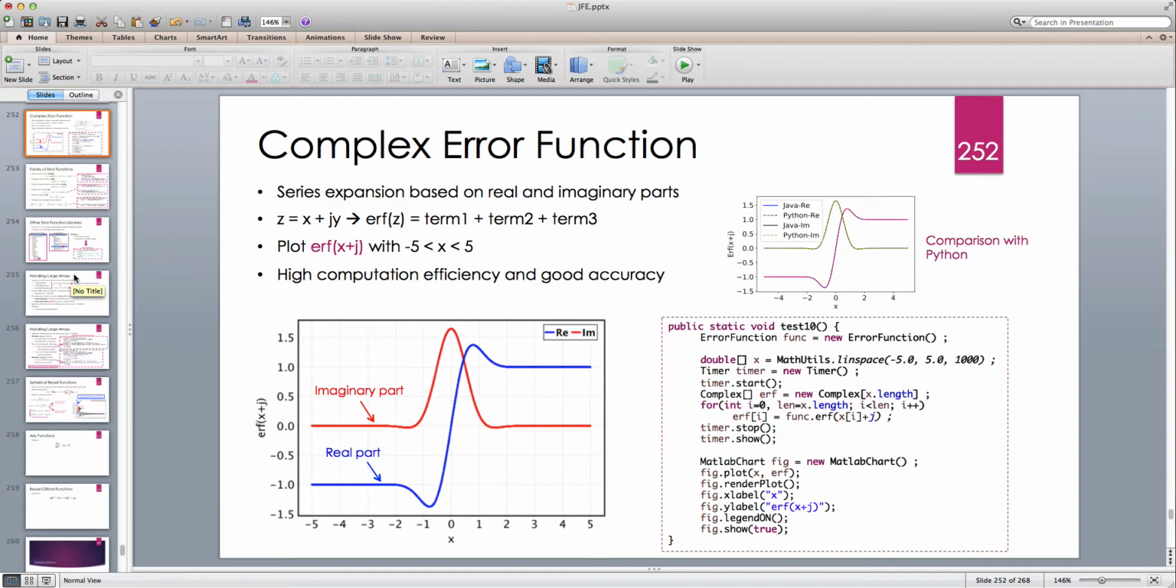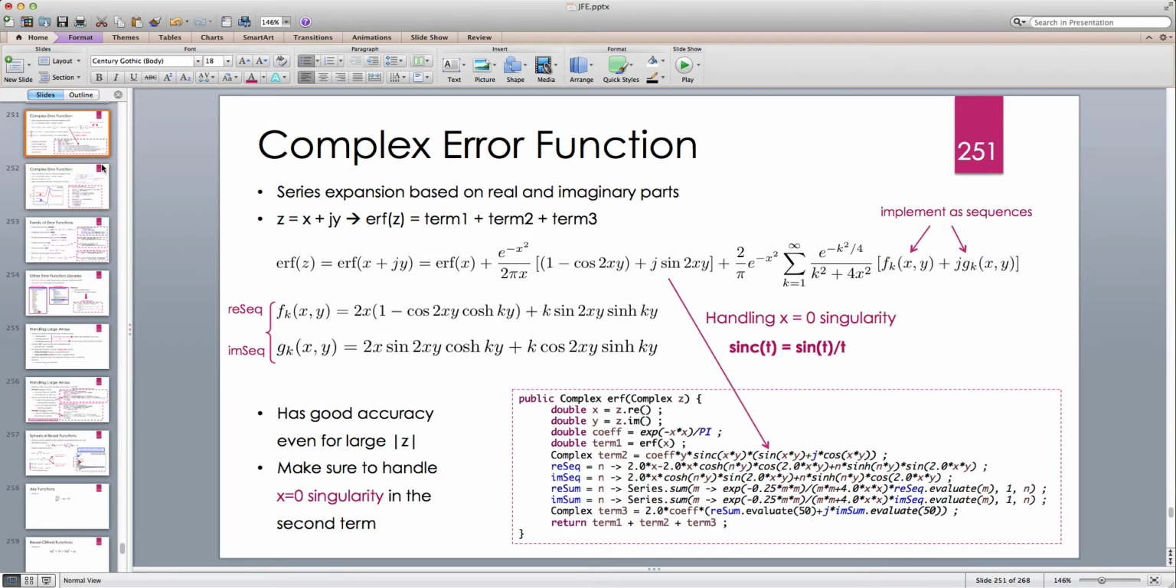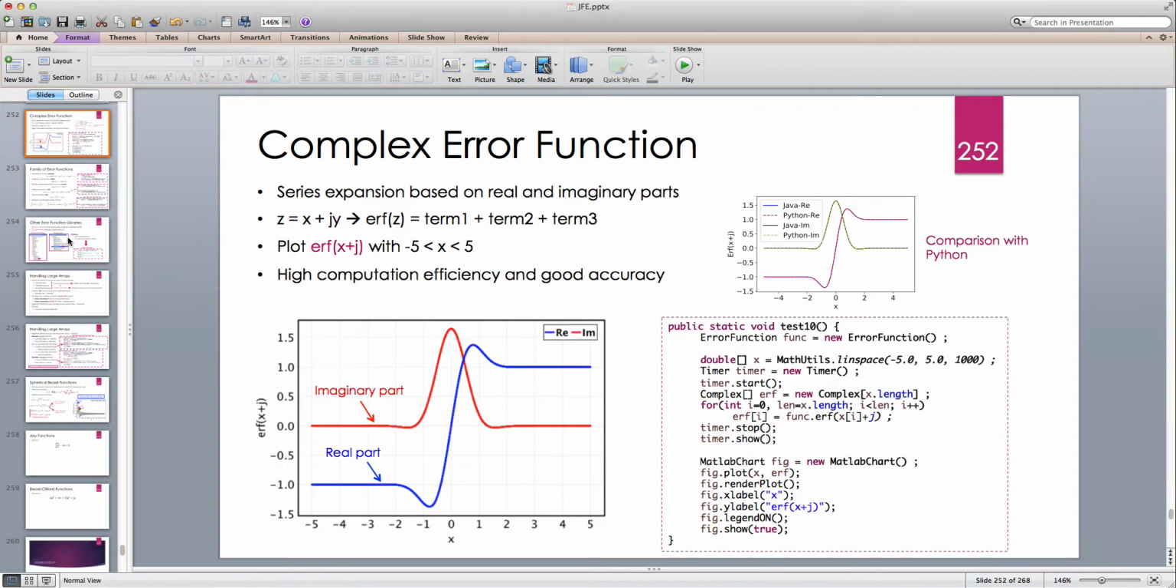So this is the complex error function. Again, the error function for a complex number has 3 terms. And here I'm plotting x plus j. This x is the real number that I'm varying, plus j. So I'm creating complex numbers whose imaginary part is 1, for x between minus 5 and 5. Our implementation has high computation efficiency, is pretty fast, and has very good accuracy.